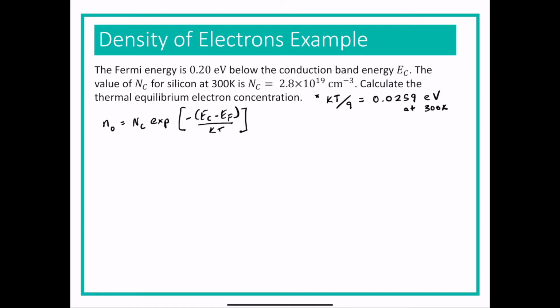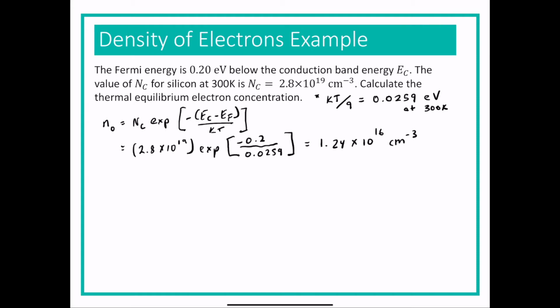So we can take 2.8 times 10 to the 19, and then do the exponential function on minus 0.2 electron volts divided by 0.0259 electron volts, and we get 1.24 times 10 to the 16 per cubic centimeter. And that is how many electrons are in a cubic centimeter of that material.